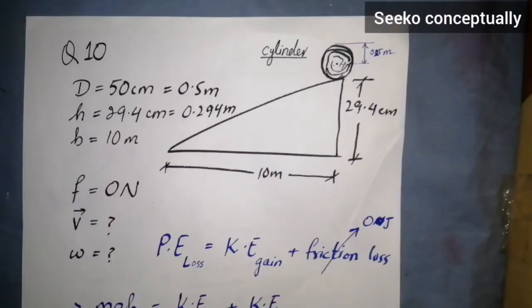Question number 10. A cylinder having a diameter of 50 centimeters rolled down on an inclined surface from the height of 29.4 centimeters to the bottom of the inclination. If the cylinder at the top of the inclination starts from the rest position, what would be its linear and angular velocity at the bottom of the inclination?